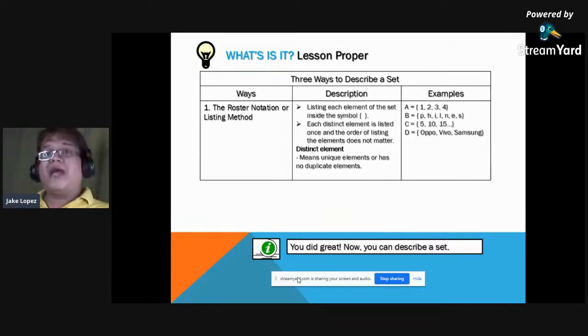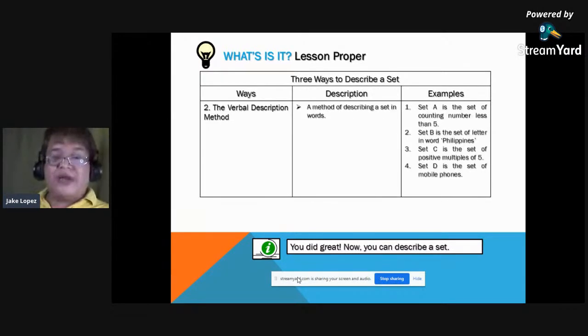So ito yung pamamaraan para masulat natin yung ating mga set. Second, the verbal description. So verbal description is a method of describing a set in words. So sasabihin natin ang set sa pamamagitan ng words. Kanina ay nilista natin, ngayon ay sa pamamagitan ng pagsasalita. Okay, so example, set A is the set of counting numbers less than 5. So set A daw ay ang set ng mga counting numbers less than 5. So yung mga numbers na sa baba ng 5. So ano yun? 4, 3, 2, 1, 0.